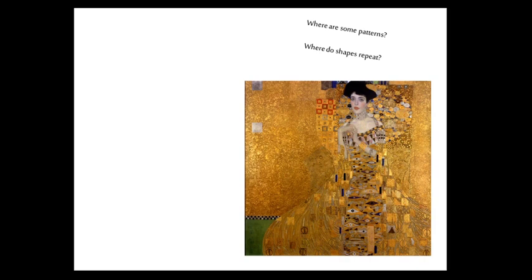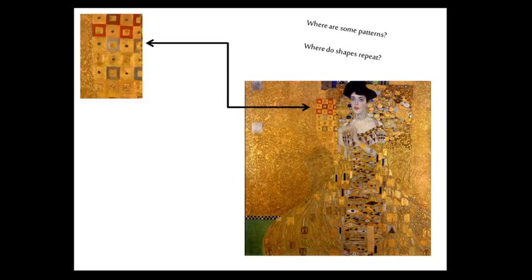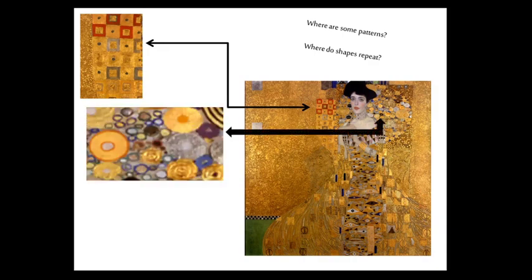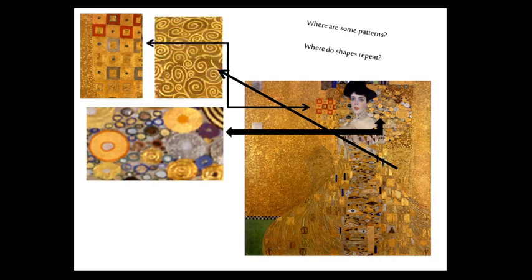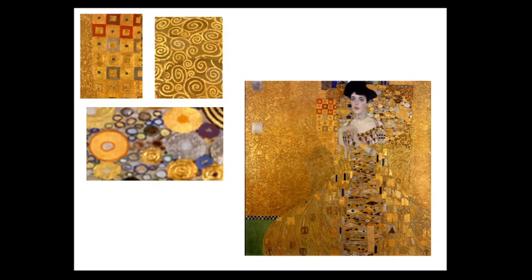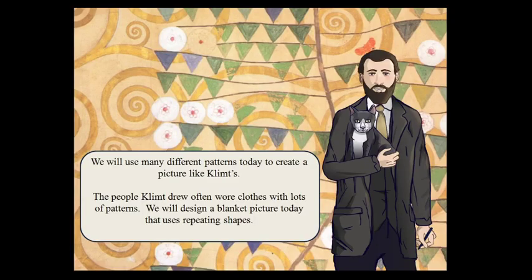So let's look at this famous picture. I want you to take a moment. Where are some patterns? Where do the shapes repeat? This project is all about repeating shapes. Take a minute. And let's look at some of the different patterns he used. Squares, circles, and swirls are just some of them. We will use many different patterns today to create a picture like Klimt's.